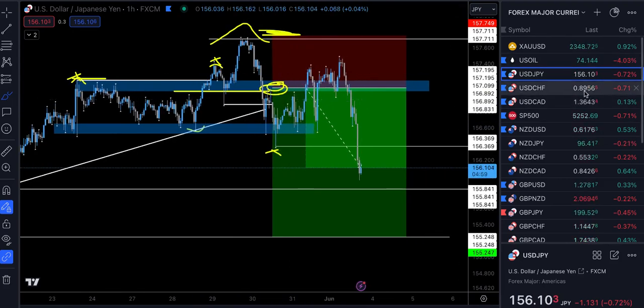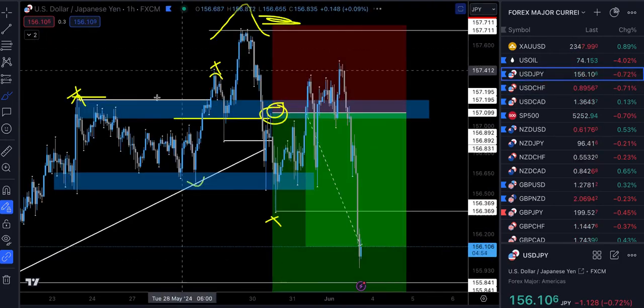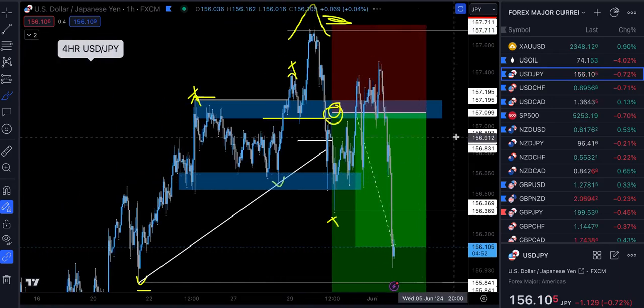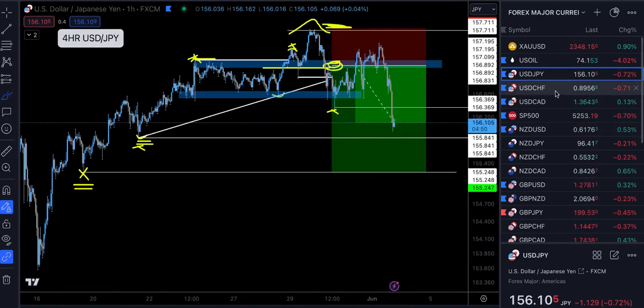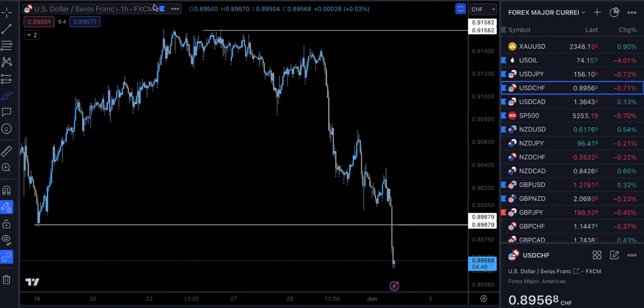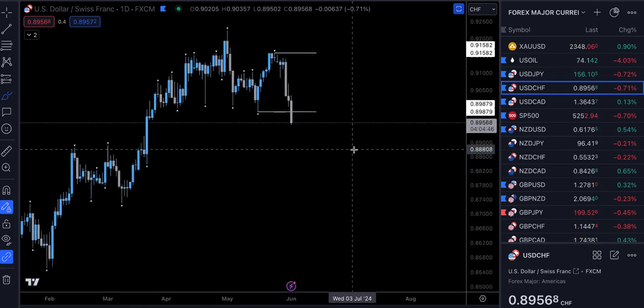Okay, so USD JPY, that is currently playing out. I'm not really looking for anything extra on this at the moment, just really allowing that trade to ultimately play out. So now let's drop down to another pair here.